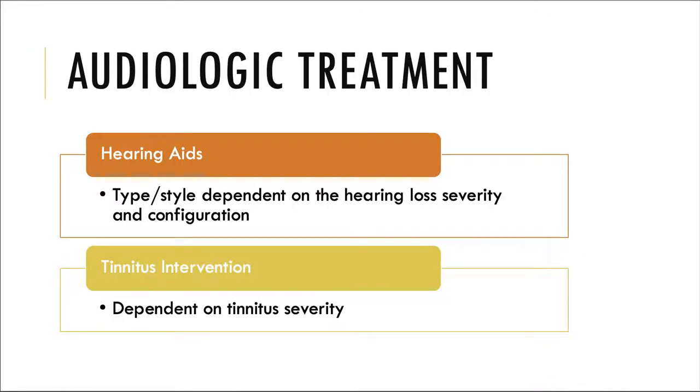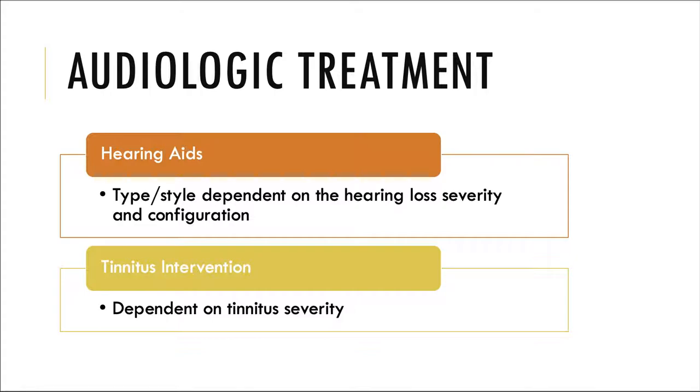When it comes to audiologic treatment for people with Meniere's disease, you would most likely want to get them hearing aids. The type and style of hearing aid is dependent on the hearing loss as well as configuration, and patient preferences are also important when picking hearing aids.